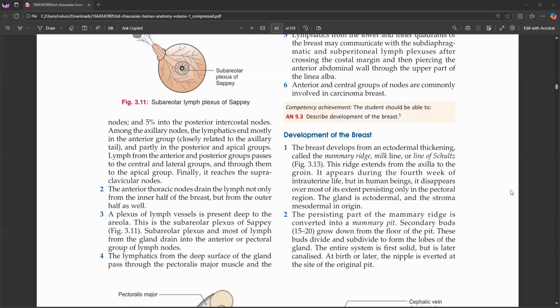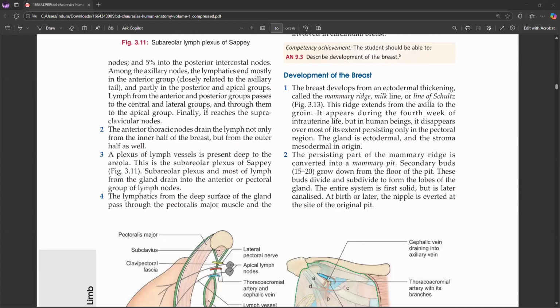Development of the breast. The breast develops from an ectodermal thickening called the mammary ridge, milk line, or line of Schultze. Figure 3.13. This ridge extends from the axilla to the groin. It appears during the 4th week of intrauterine life, but in human beings, it disappears over most of its extent, persisting only in the pectoral region. The gland is ectodermal and the stroma mesodermal in origin.